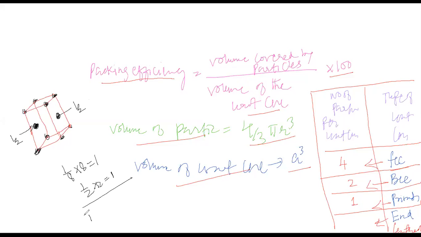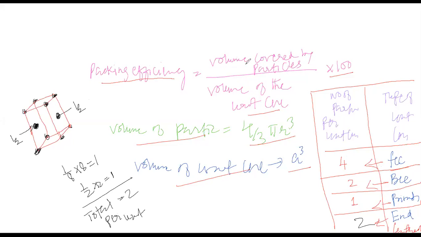So can you tell me now the total number of particles per unit cell? 2. Very good. So total number of particles per unit cell in case of the end-centered unit cell is 2. Now I hope, my dear students, you understand it. So volume covered by particles.